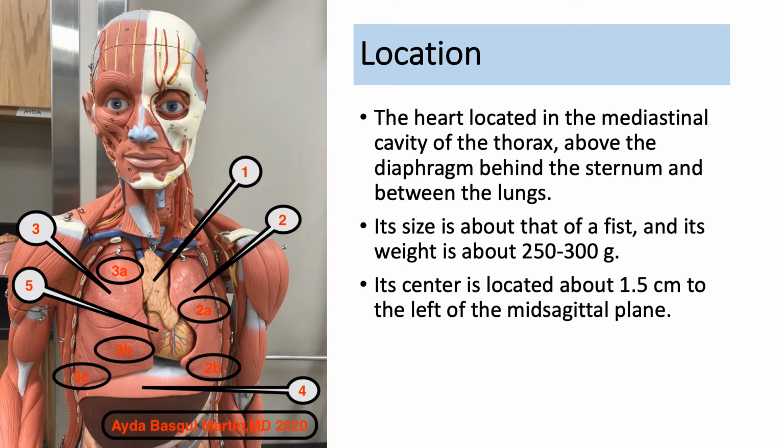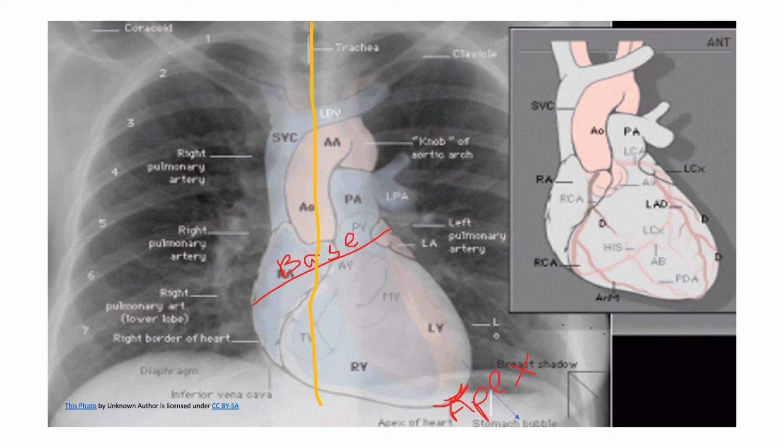The heart is located in the mediastinum of the thoracic cavity. It lies above the diaphragm, behind the sternum, in front of the thoracic vertebral column, and between the two lungs. Its size is about a clenched fist and its weight is about 250 to 300 grams.